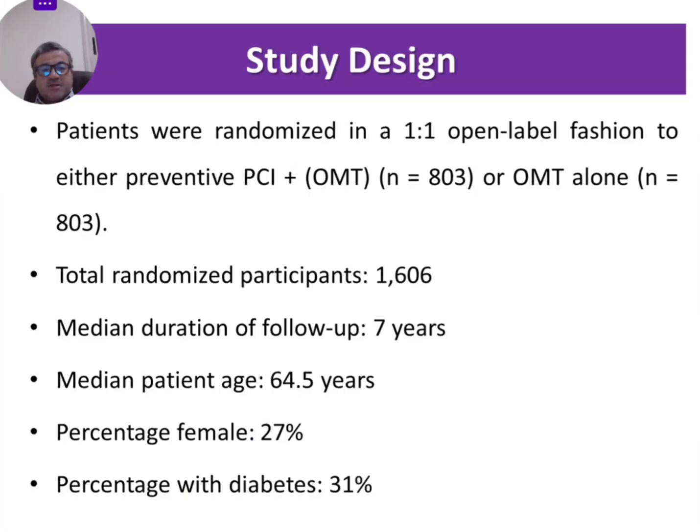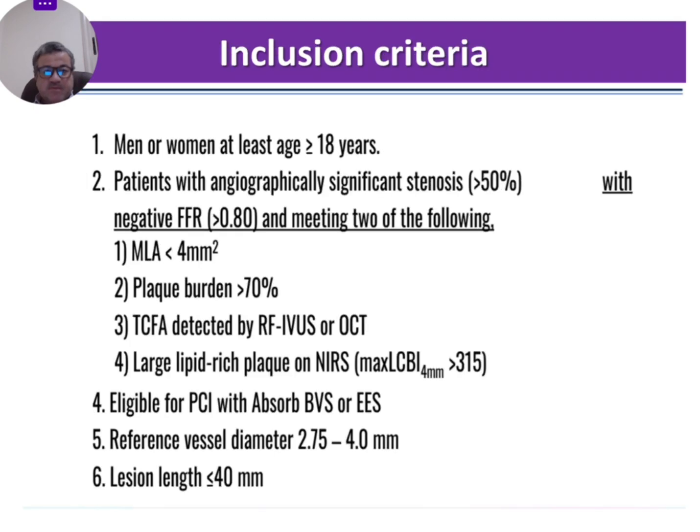In the study design, patients were randomized in a 1:1 open-label fashion to either preventive PCI plus optimal medical therapy or optimal medical therapy alone. Total randomized participants were 1,606. Median duration of the follow-up was 7 years, and the median patient age was about 64.5 years. The percentage female is about 27%, and the percentage with diabetes is 31%.